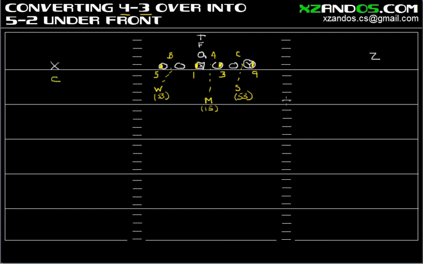Your corners would cover the split and the flanker somewhere, and your safeties are going to be somewhere in the alley unless they're in a cover 3. This looks more like a cover 2 or a cover 4 pre-snap alignment. Now we are going to change, using the same personnel, from a 4-3 over front into a 5-2 under front.